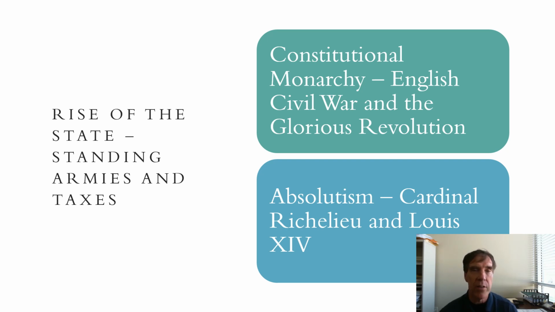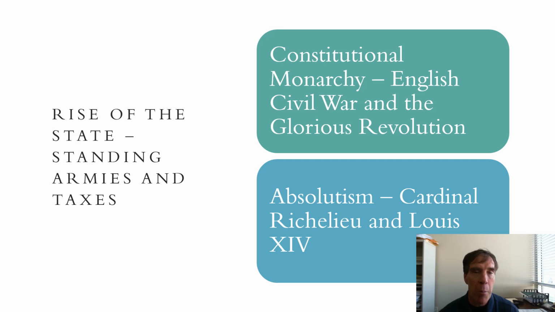Now, these states differed. We see the development in Western Europe of strong nation states, where people who share a common language and culture have one government. France would be an example of a nation state, or Spain. In Eastern Europe, we see the rise of multi-ethnic empires, and we'll be looking at that a little later.